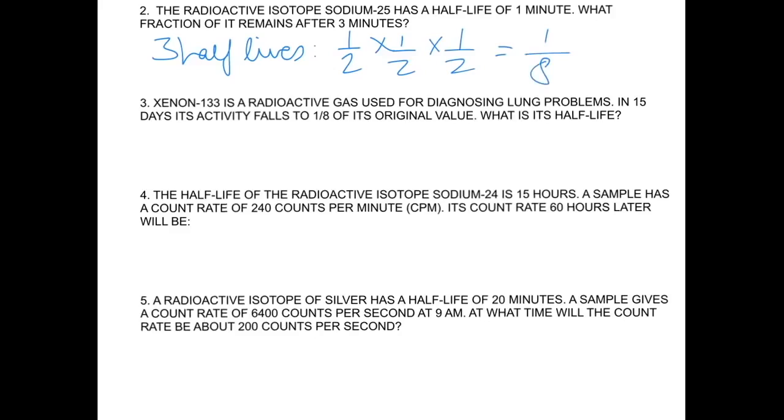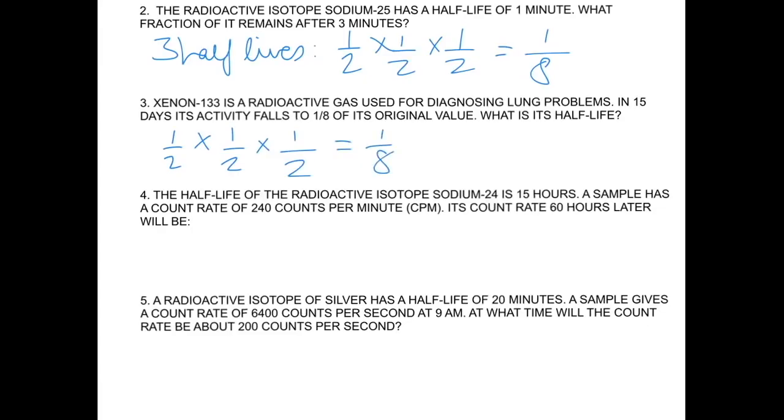Question 3. Xenon-133 is a radioactive gas used for diagnosing lung problems. In 15 days, its activity falls to 1/8 of its original value. What is its half-life? So we need to work out how many half-lives occur to get to 1/8. You might have to do trial and error, but you need to just do as many half-lives as you need to in order to get to 1/8, and the answer is actually going to be 3 of them.